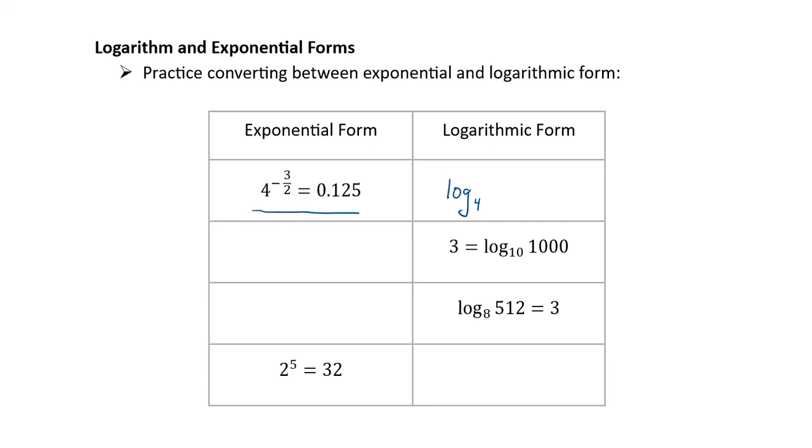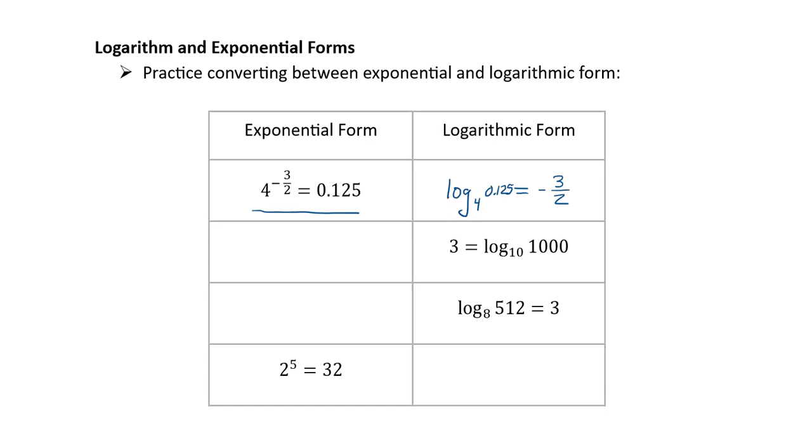And remember, a log is an exponent. The exponent is the negative 3 halves. So my log is going to equal negative 3 halves. And the value I want to get out is 0.125. In other words, the exponent that I would put on 4 to turn it into 0.125 is negative 3 halves.